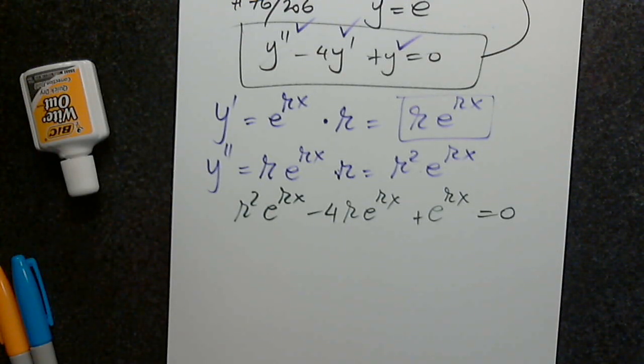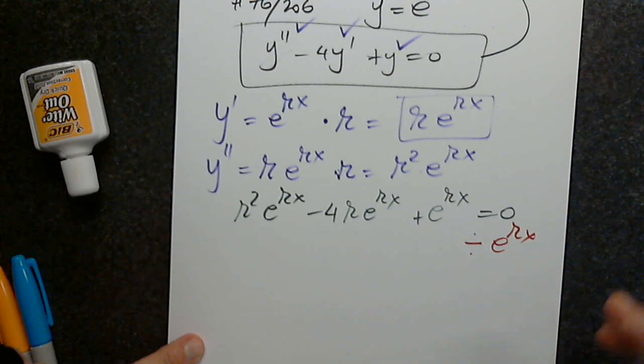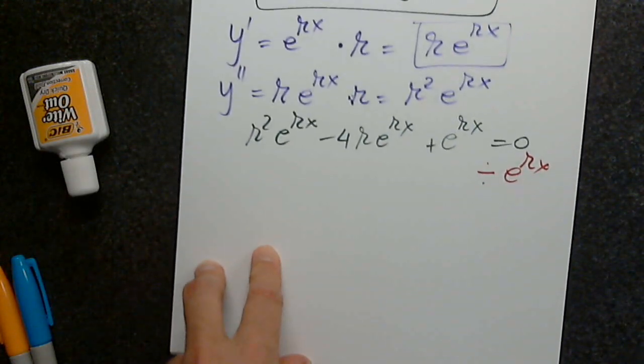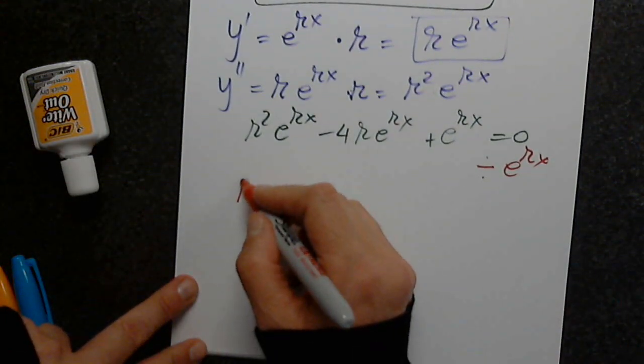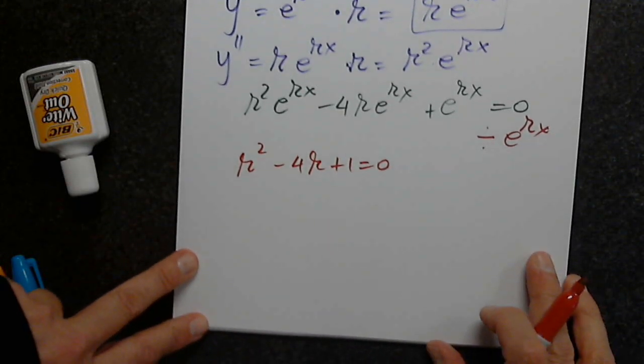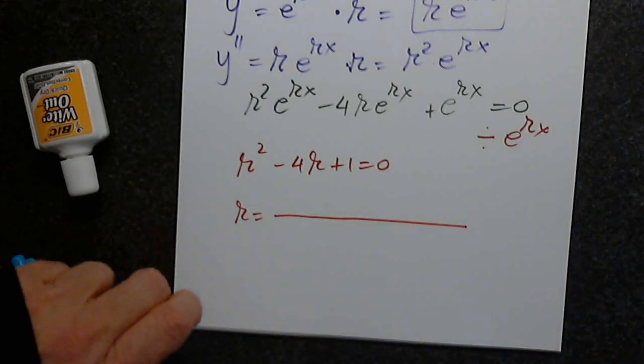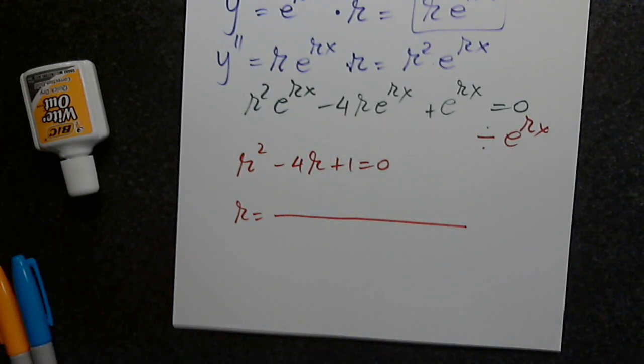Indeed, since e to the rx is a quantity that is never zero, I can simply divide by e to the rx. So then I get r squared minus 4r plus 1 equals 0. It's not factorable. If a quadratic equation is not factorable, what will I think of doing to solve it?